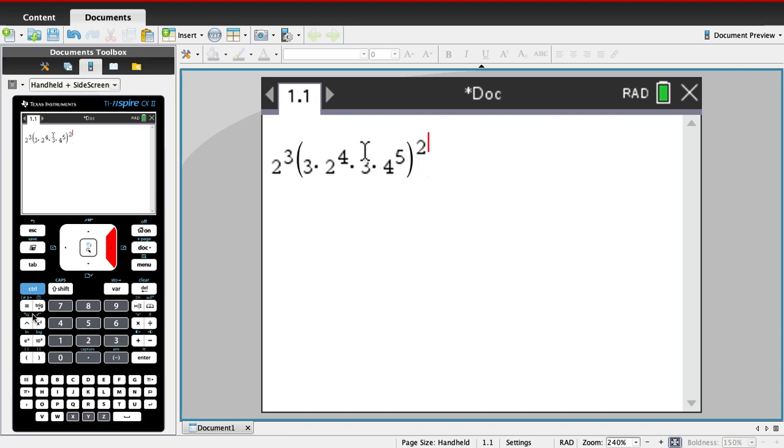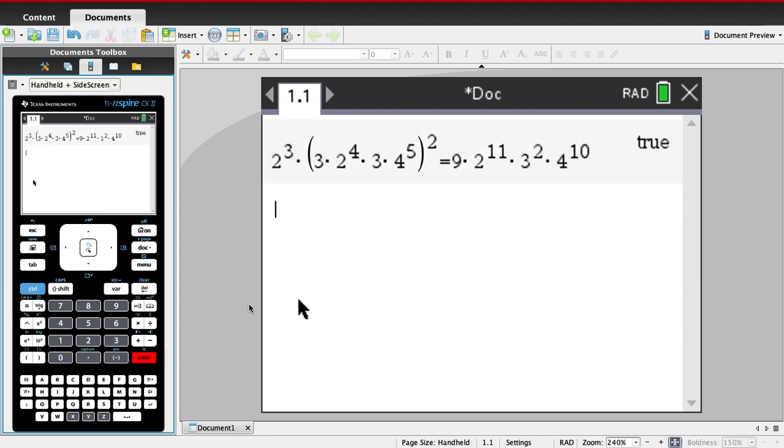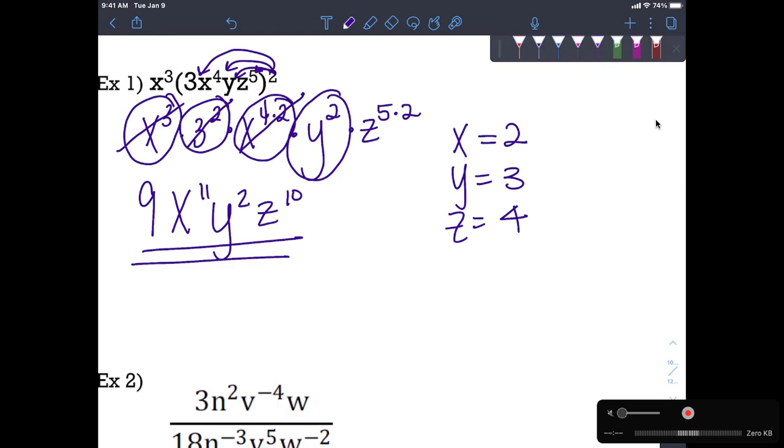Now I'm going to select the equal sign. And I'm going to type in my answer. And again, I'm going to replace x with 2, y with 3, and z with 4. And I got a true, so that tells me that this is definitely correct. So I'll go ahead and go on to the next one.